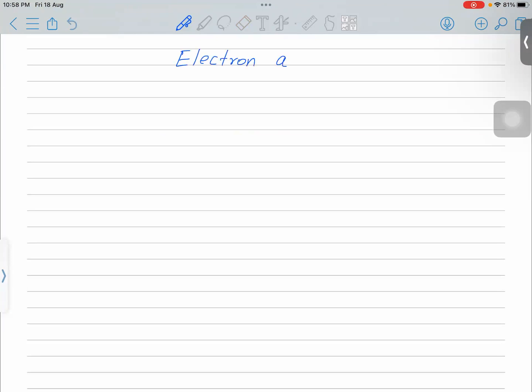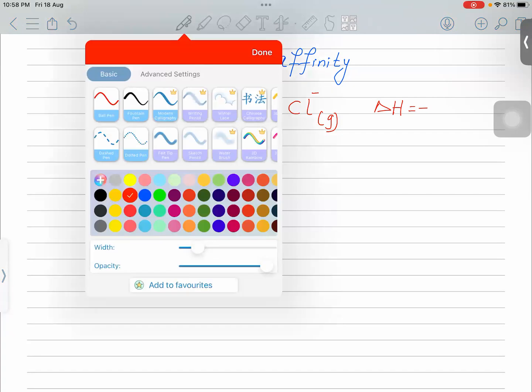Electron affinity. Now let's suppose this is chlorine gaseous. Now one electron is given to this chlorine gaseous atom. So chlorine negative gaseous is formed. This reaction is exothermic, energy is released. This energy is called electron affinity.